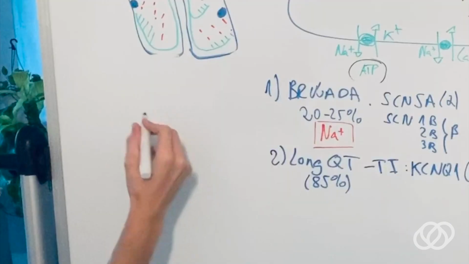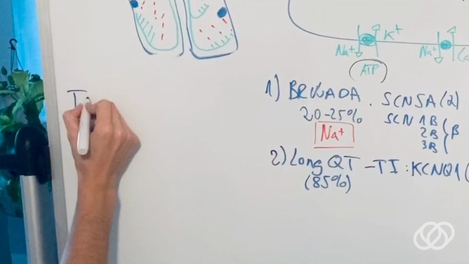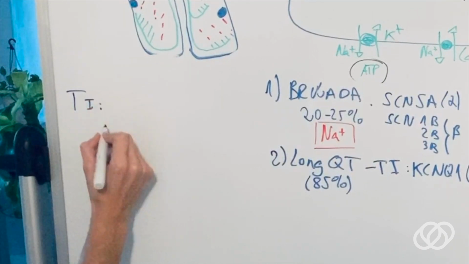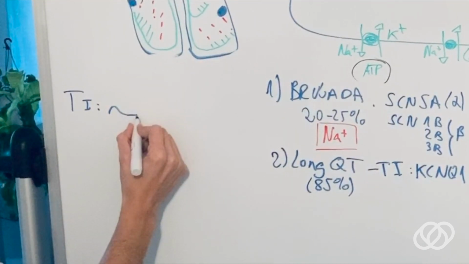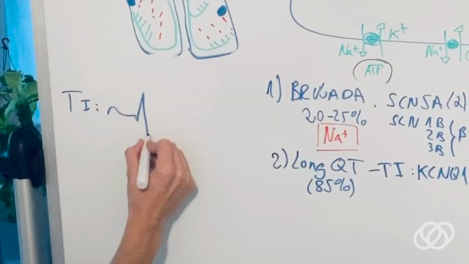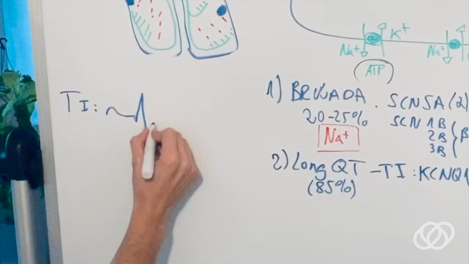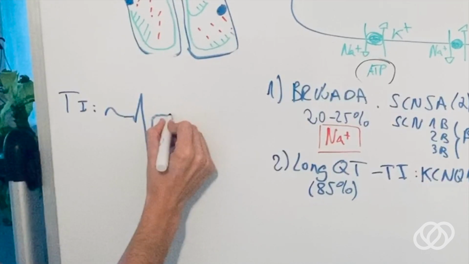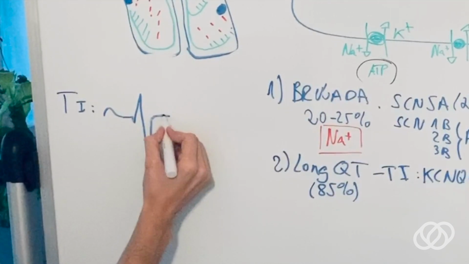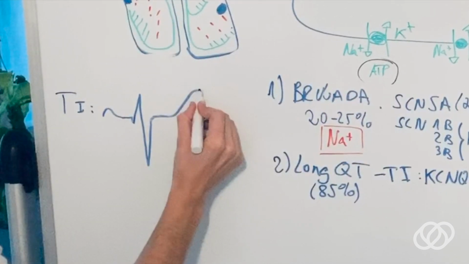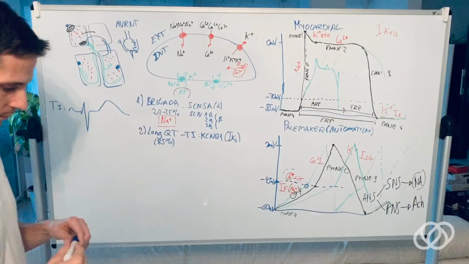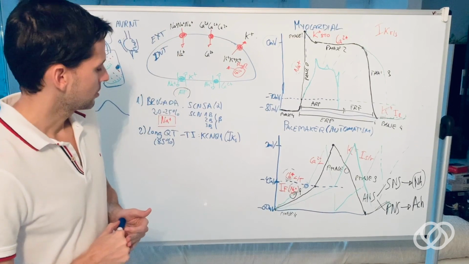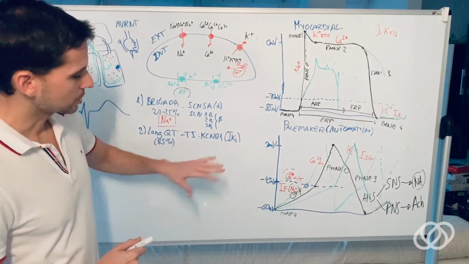So if we draw here the type 1, we'll have the P wave, the QRS, and usually a prolonged QT with a very wide base T wave. Here, to explain why this is dangerous, we need to know what is the action of catecholamines.